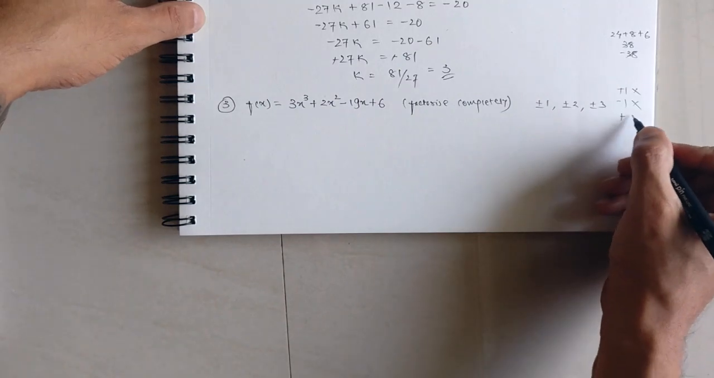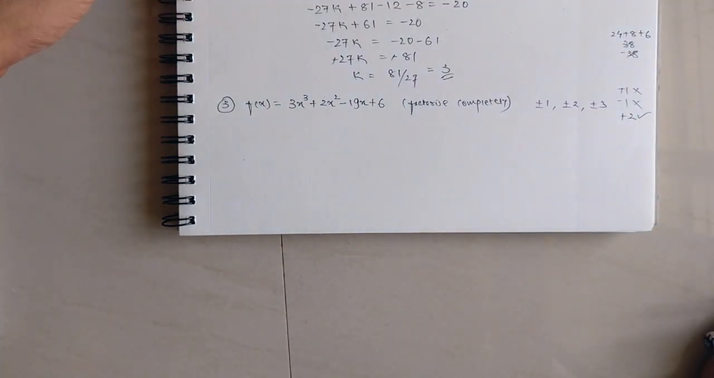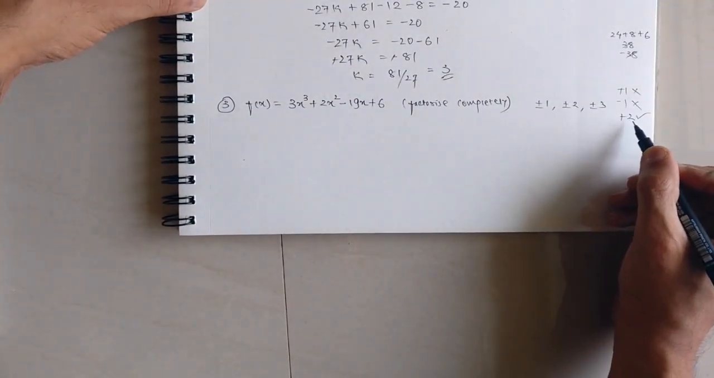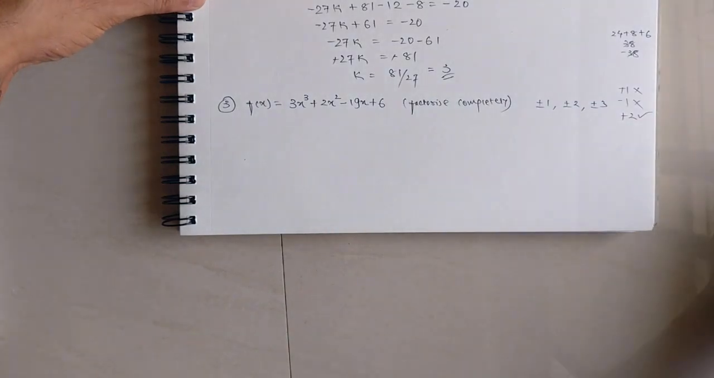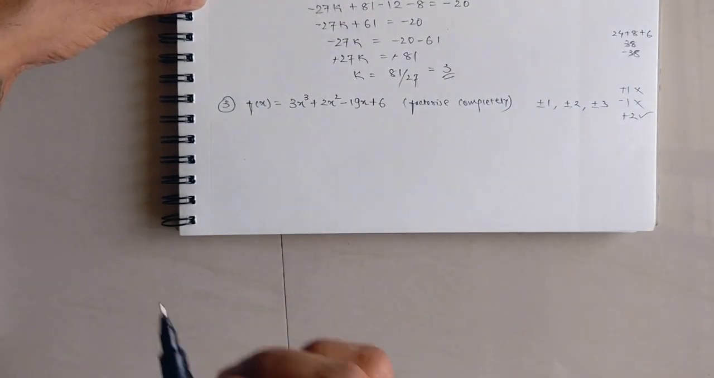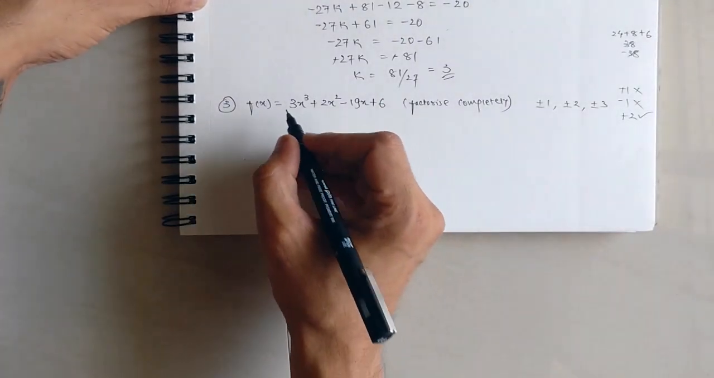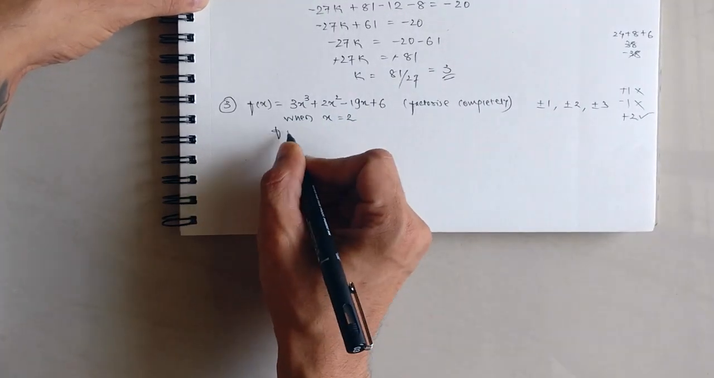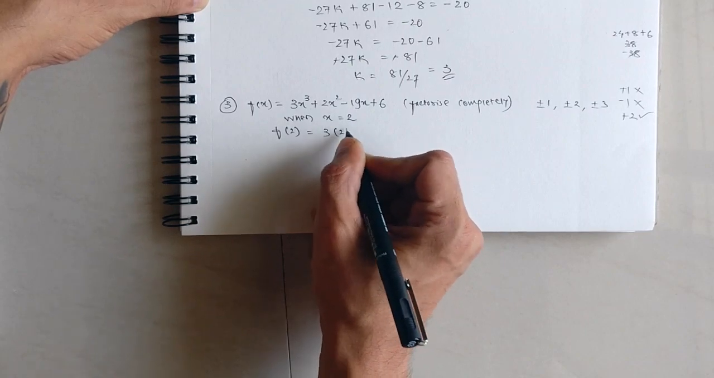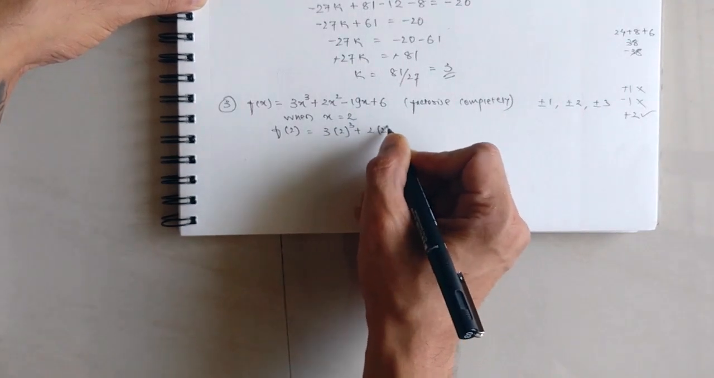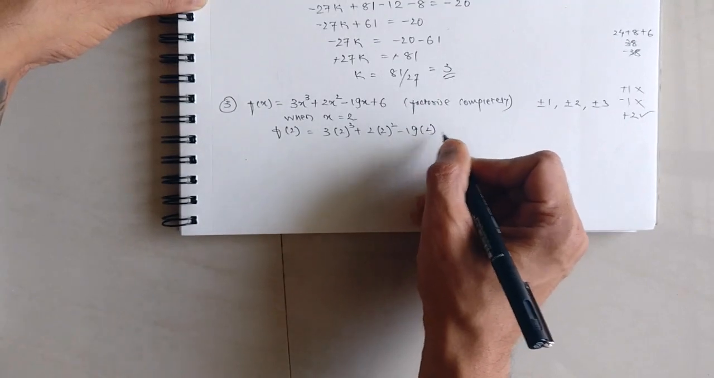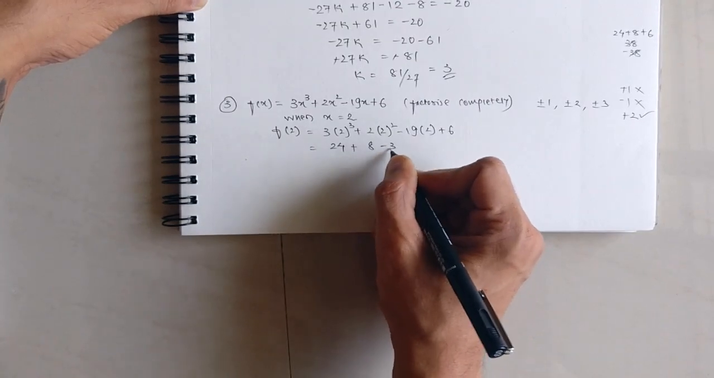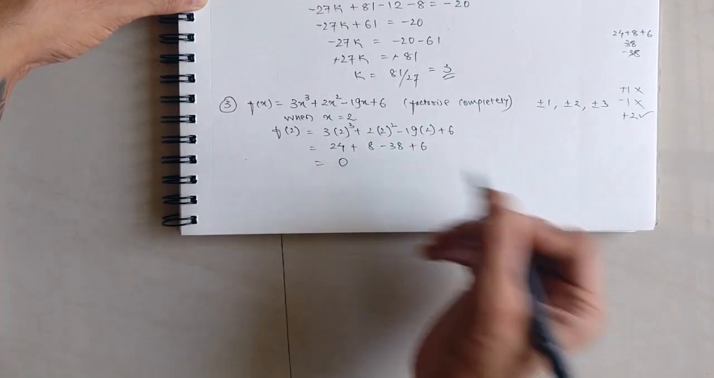So yes, with plus 2 I am successfully able to get 0 as the value of this polynomial. That means the value of x taken as plus 2 gives you 0, that is 1 zero of the polynomial. So how to write this? When x is equal to 2, f of 2 is equal to 3 into 2 cube plus 2 into 2 square minus 19 into 2 plus 6, which is 24 plus 8 minus 38 plus 6, which is 0.